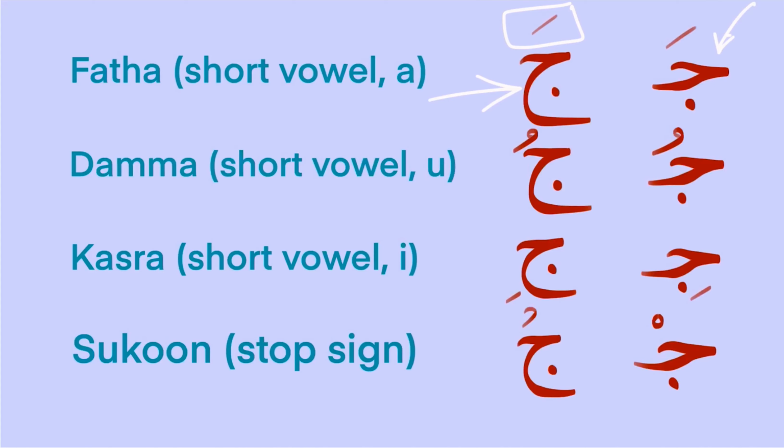Ja, ja. How about if it has a dhamma on top? The pronunciation will be ju, ju. What if the kasra is below the letter, ji, ji? How about the sukoon with its two forms above the letter? J, j. Let's practice.